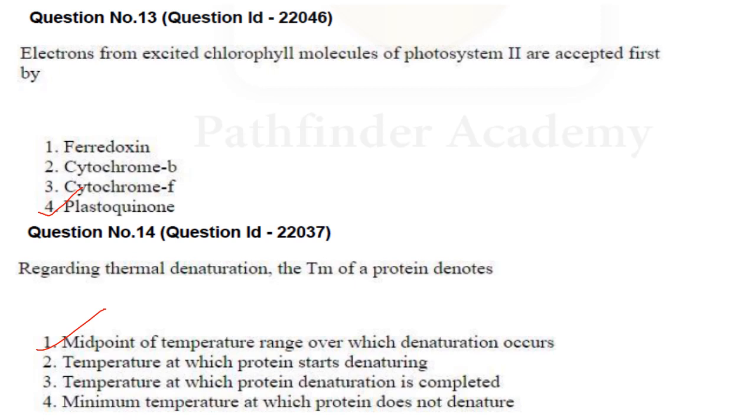Temperature at which protein starts denaturing. No. Temperature at which protein denaturation is completed. No. It is at equilibrium between the folded and the unfolded states. So 3 is not correct. Minimum temperature at which protein does not denature. That is also not correct. So the correct answer is midpoint of temperature range over which denaturation occurs.